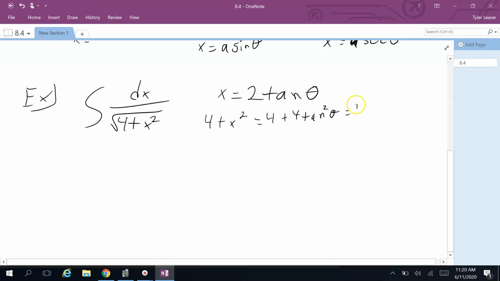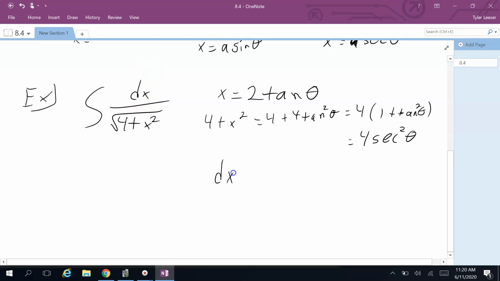What I can do here is factor a 4 out of that, and then I get 1 plus tangent squared. This is a Pythagorean identity that you should recognize. 1 plus tangent squared is the same thing as secant squared. So eventually, when we do the substitution, this 4 plus x squared, I'm just going to replace with 4 secant squared. There's one other thing we need to worry about, and that's the differential up top, this dx.